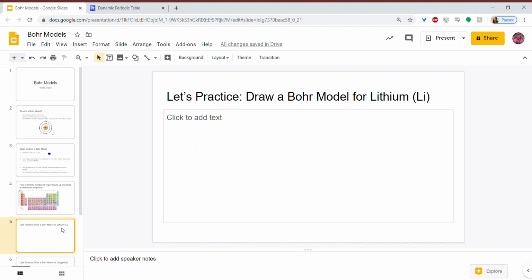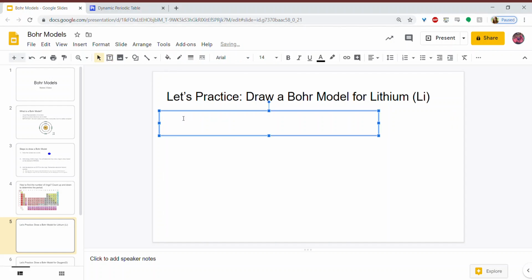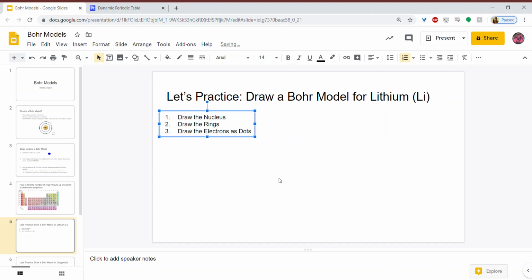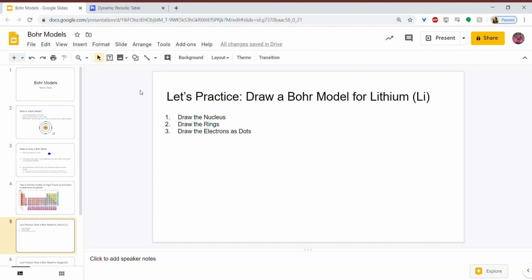All right, let's do some practice. So, draw a Bohr model for lithium. I want to start by just writing out my rules, my steps, so I don't forget. 1, draw the nucleus. 2, draw the rings. 3, draw the electrons as dots. Okay, those are kind of my 3 steps. If I follow those 3 things, I should be able to successfully draw a Bohr model for lithium.